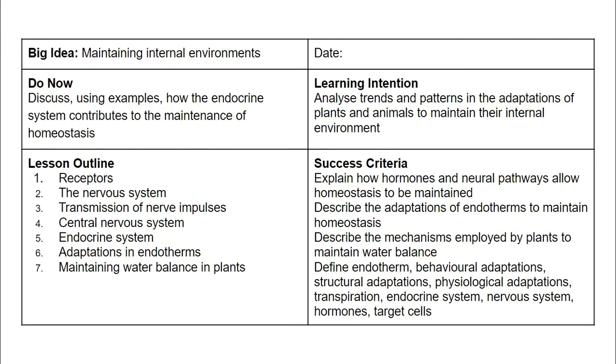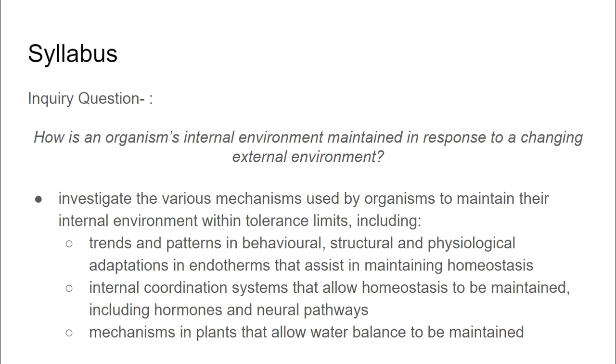In our last video, we looked really closely at homeostasis, but this time we're going to look a little bit more at how the systems in our body work together, including our hormones and our neural pathways, to maintain that homeostasis. Then we'll look at some of the ways in which our bodies, so humans, animals, and plants, maintain their balances of some different chemicals, and water in particular for plants.